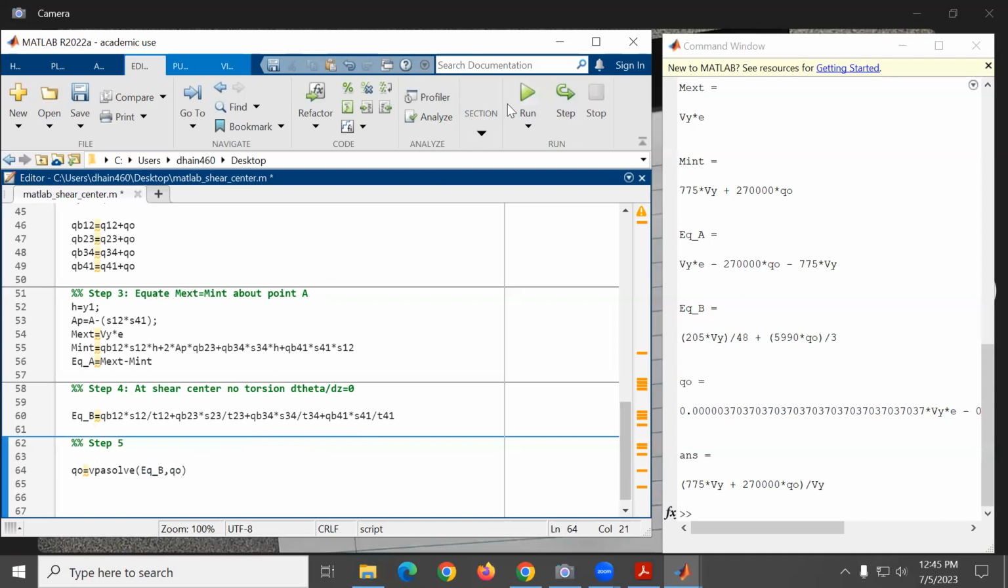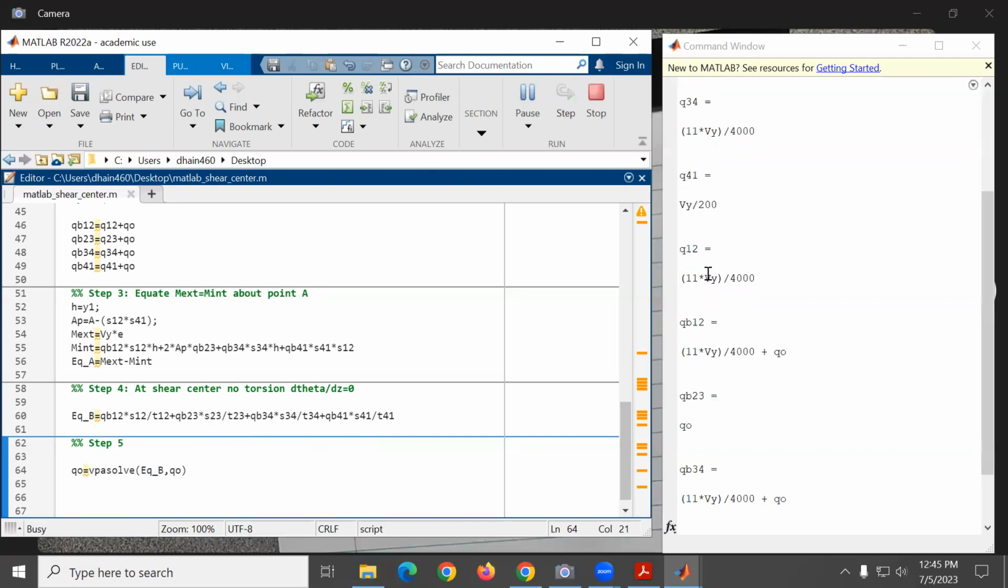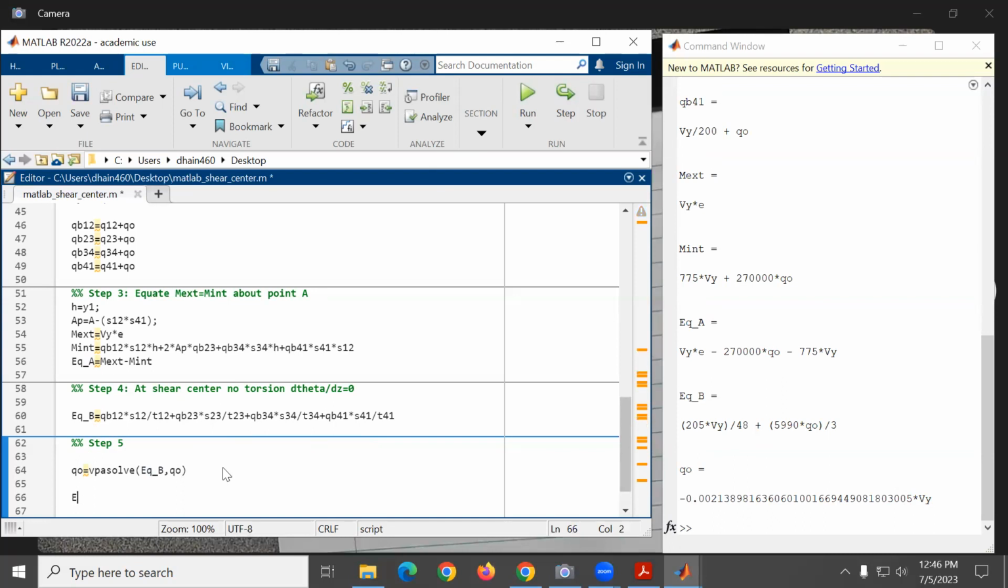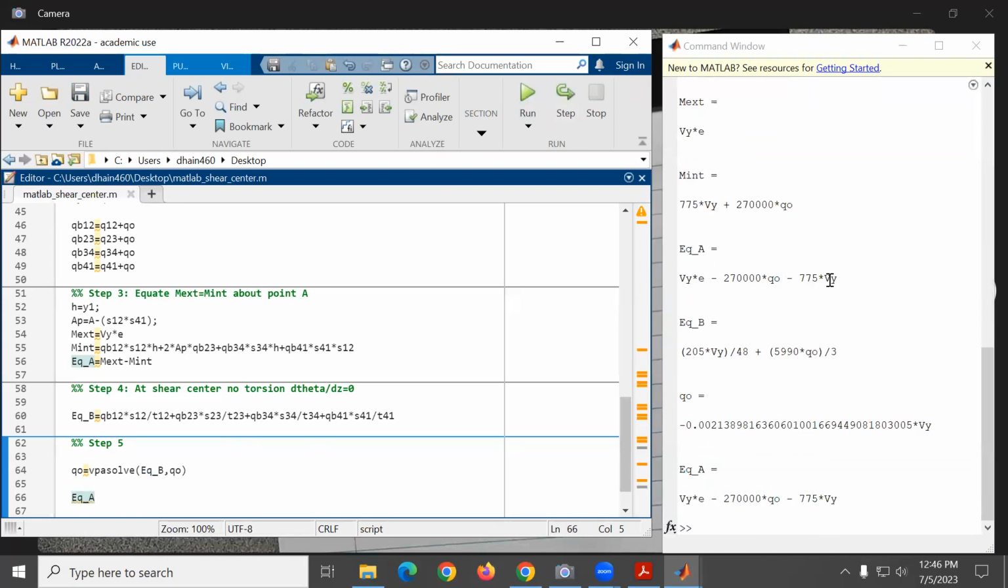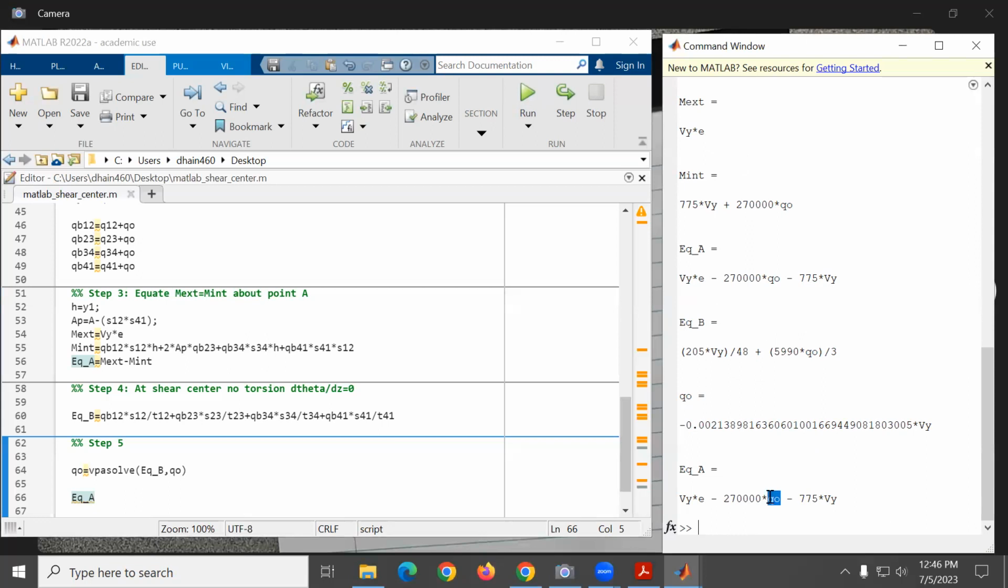What is that Q naught? Okay, so we found this. And what did we find? So Q naught equal in function of Vy. Okay. Now if I type EQA, every Q sub naught should be substituted, no? Or not? I think so. But it's not still substituting. Yeah, but you see, it's not replacing the Q sub naught over here.